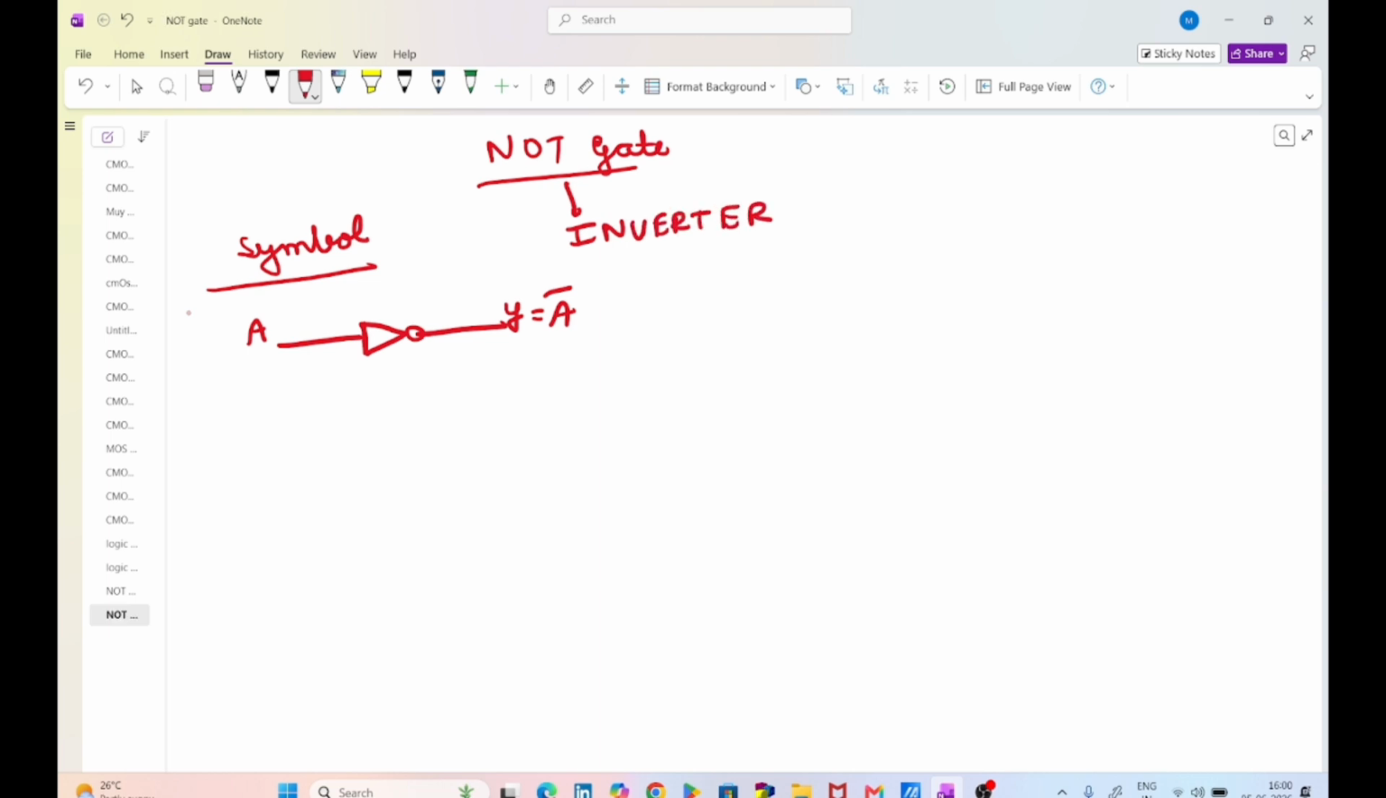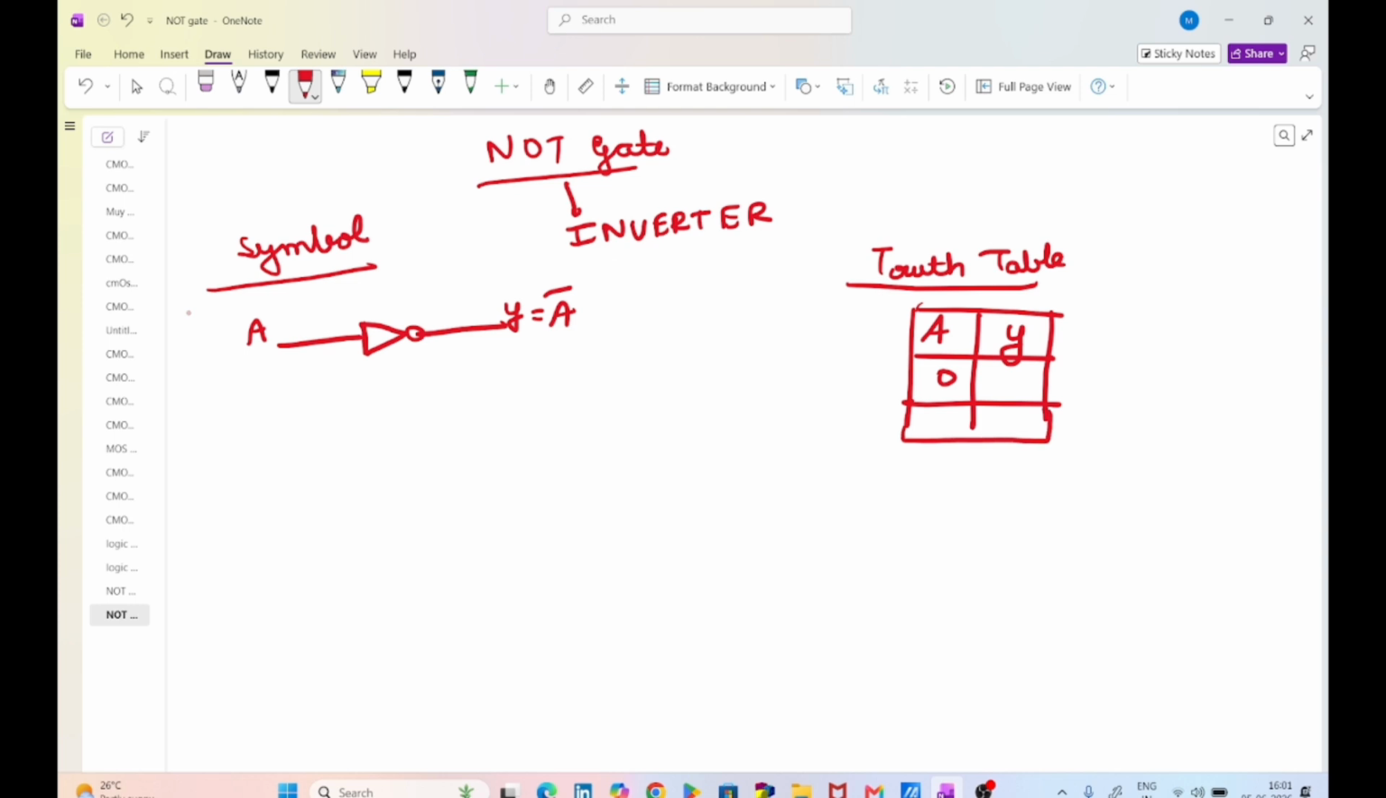Okay guys, let us write the truth table here. A, Y, 0. Next, when the input is 1, what is the output? When the input is 0, the output is 1. When the input is 1, the output is 0, guys. Here we can write it as: output will be the invert of the input.